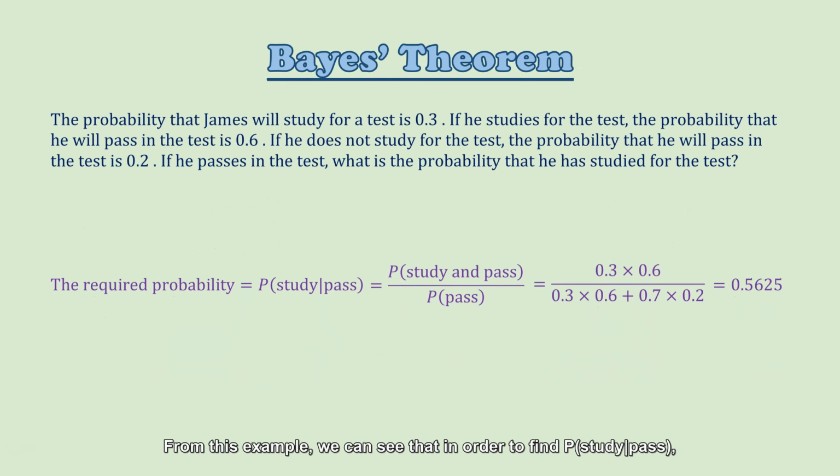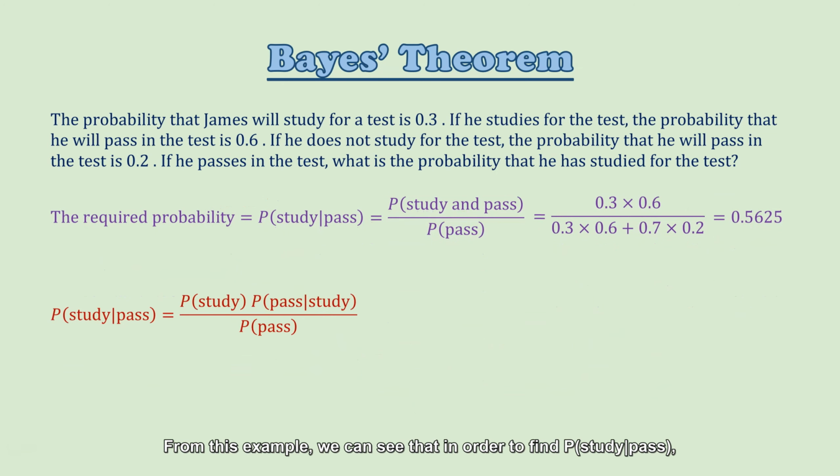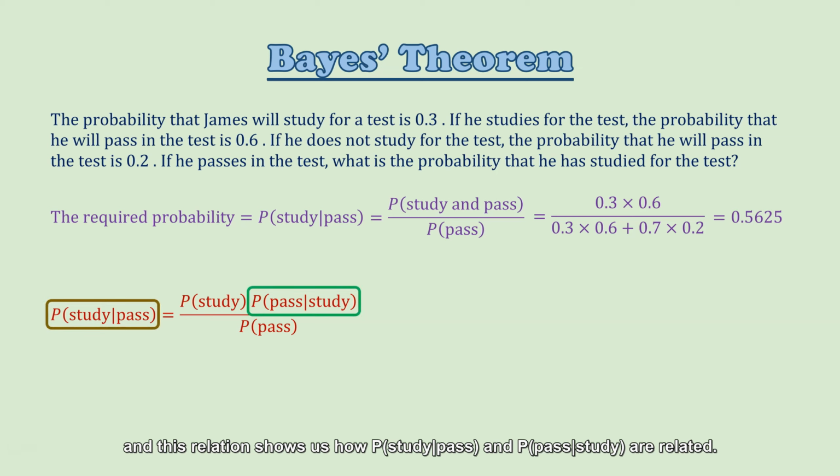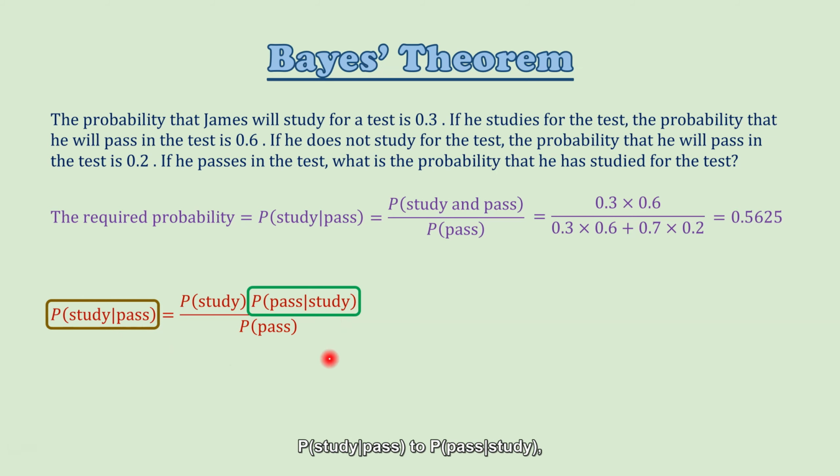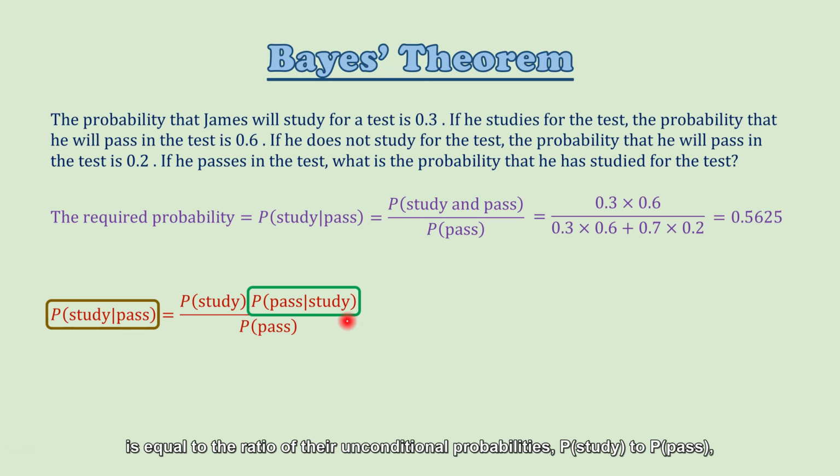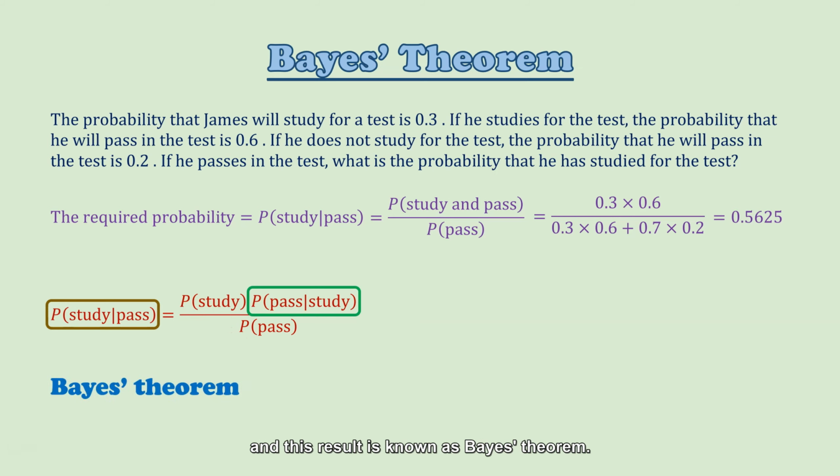From this example, we can see that in order to find P(study given that pass), by using the formula of conditional probability and expanding this numerator with the multiplication law of probability, we can obtain a relation like this. And this relation shows us how P(study given that pass) and P(pass given that study) are related. From this formula, we can see that the ratio of these two conditional probabilities, P(study given that pass) to P(pass given that study), is equal to the ratio of their unconditional probabilities, P(study) to P(pass). And this result is known as Bayes' theorem.